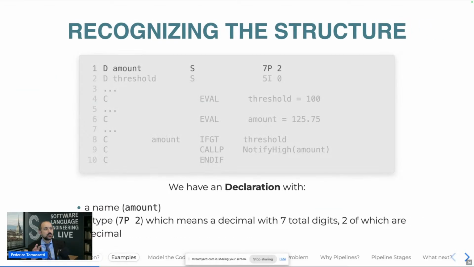The first thing we need to do when we want to migrate this code is understanding the structure, recognizing the different elements that appear. This will be, no surprise, the job of the parser that will go over the code and recognize, for example, that at line 1 we have a declaration of something named amount that has type 7p2, which means a number stored in packed format. This number has 7 digits, 2 of which are decimal. Let me change perhaps the layout.